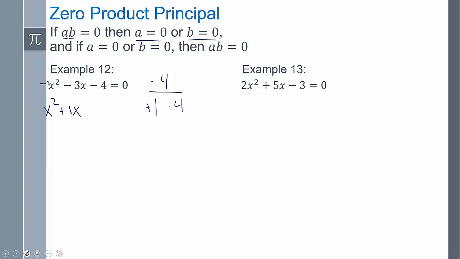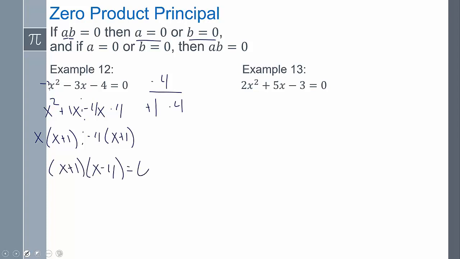1x, because that's the variable, minus 4x. Factor by grouping. There's an x in common. There's a -4 in common. So then I have x plus 1 and x minus 4. Okay, so I wrote it as multiplication.